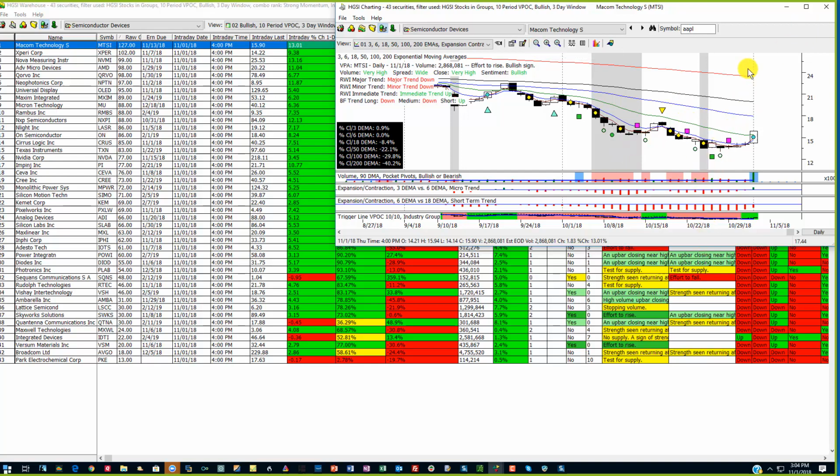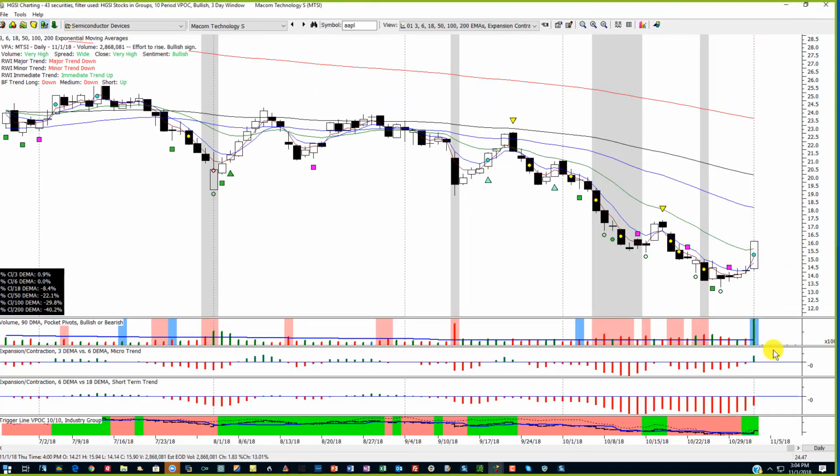So I'm going to make this a large chart, and I'm going to put the crosshair on, and if you look down here at the bottom, you'll see that this volume point of control turned green.